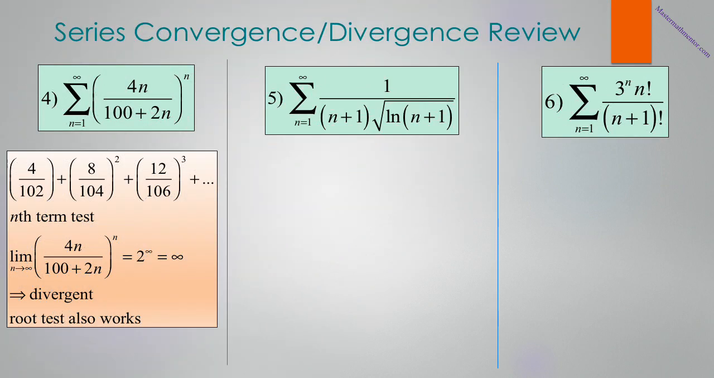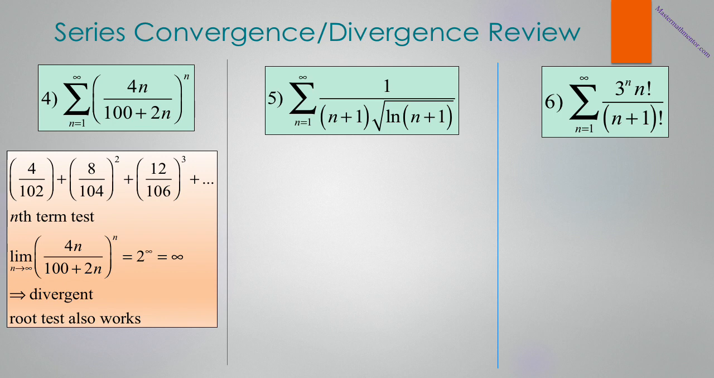In number 4, we have the summation n equals 1 to infinity of the quantity 4n over 100 plus 2n, quantity to the n. And this is, when expanded, 4 over 102 plus 8 over 104 squared plus 12 over 106 cubed plus dot dot dot.